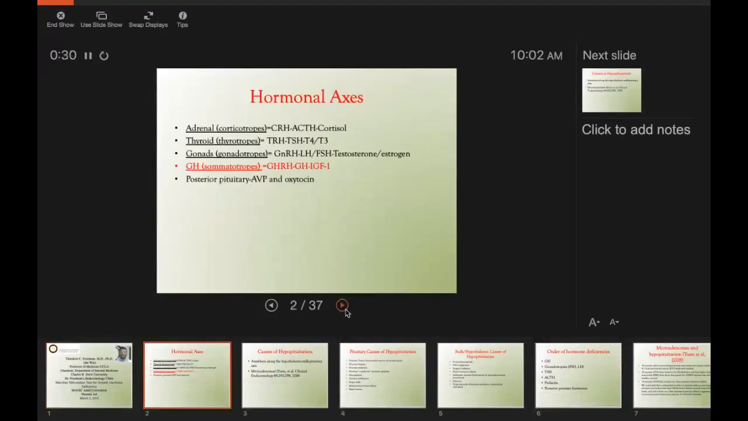As we went over before, there are different hormonal axes, from the least likely to be affected, the most preserved, down. You have the corticotrope axis, CRH, ACTH, cortisol. You have the thyroid axis, TRH, TSH, T4, T3. You have the gonadal axis, GnRH, LH, FSH, testosterone, estrogen. And the axis we're talking about today, the growth hormone releasing hormone, growth hormone, IGF axis: growth hormone releasing hormone from the hypothalamus, growth hormone from the pituitary, IGF-1 from the liver, and the posterior pituitary, ADH and oxytocin axis.